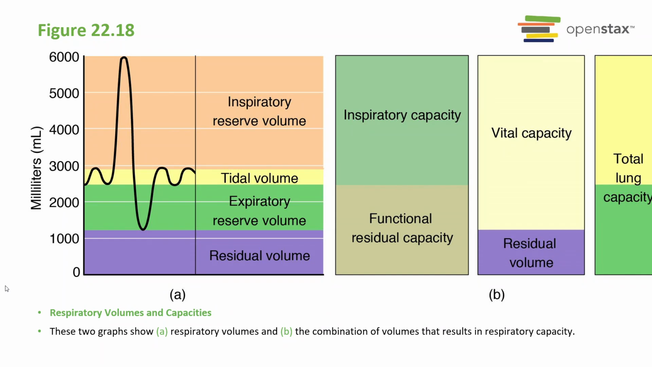Lastly, we have tidal volume, and that's simply the amount of air that normally enters the lungs during quiet breathing, and that's only about 500 milliliters or about half a liter of air. So all of those volumes combined speak to the different respiratory volumes. The combination of those volumes, as you can see on the right-hand side of the screen, speak to the respiratory capacity.